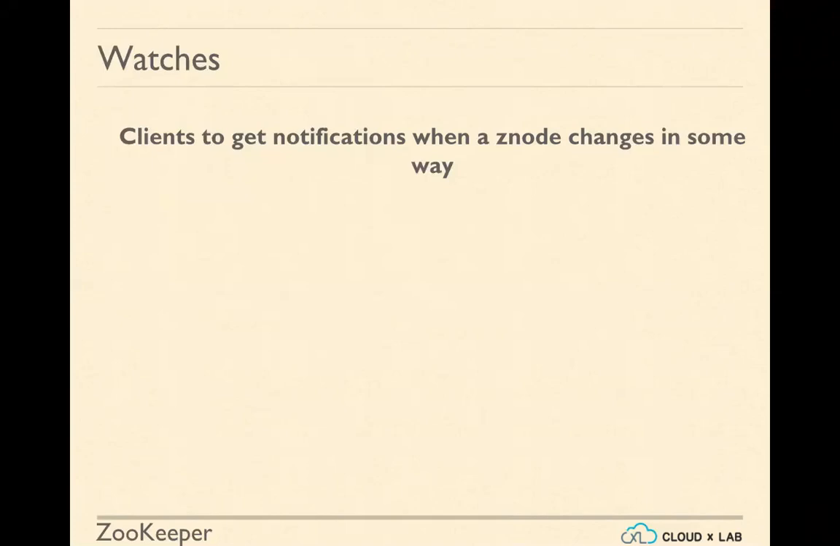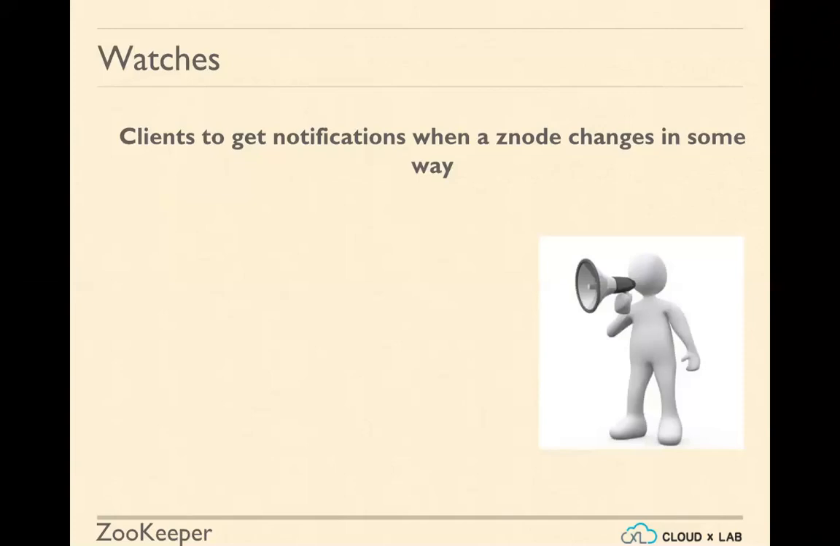That's what a watch is. A watch is like a handle to your function that you give to Zookeeper, saying, here's my function, please call it once something happens to a Z node. But please note that watches are triggered only once. They don't keep on re-triggering.